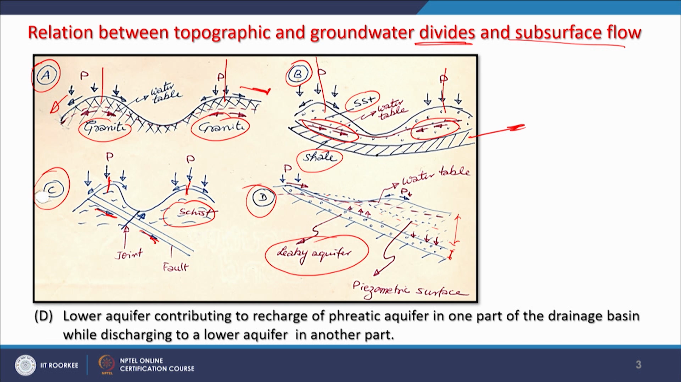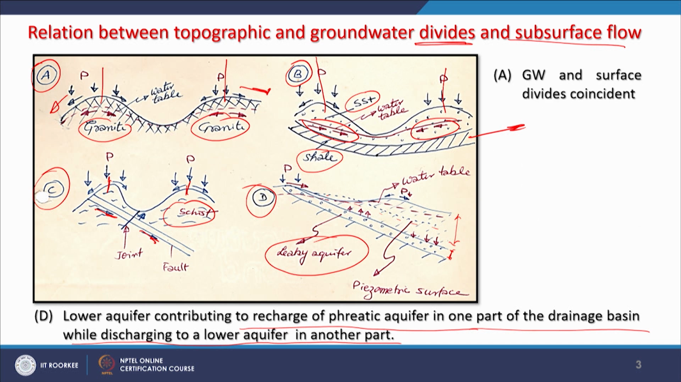The groundwater divides and topographic divides will all depend on your rocks and their arrangements. The topographic divide will depend on surface elevations and changes in elevation, whereas groundwater divides will depend mostly on the arrangement of different rocks and layers. So a lower aquifer may contribute to recharge the phreatic aquifer in one part of the drainage basin, while discharging to a lower aquifer in another part. That kind of scenario is very common.